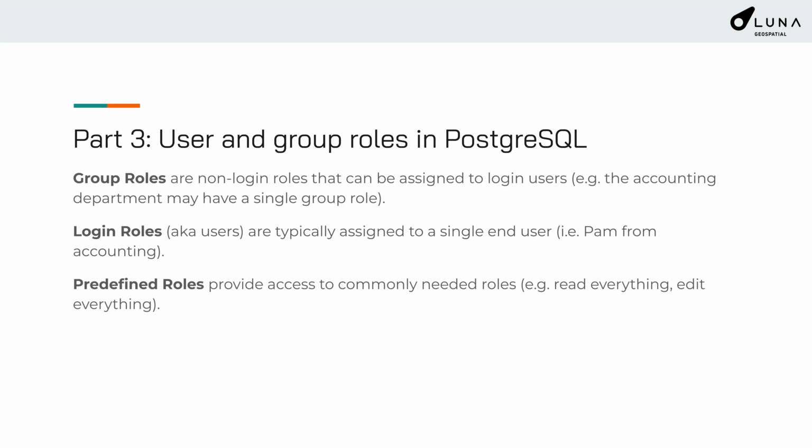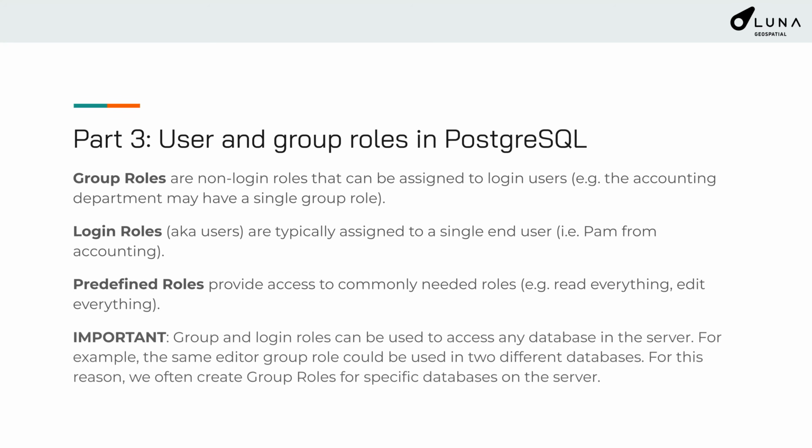There's also predefined roles within Postgres, but these are usually not great to use in an enterprise environment because they simply give too much access to everything within the database, such as the read everything role or the edit everything role. So important, group and login roles can be used to access any database in the server. So you can use the same roles and the same usernames to access a number of different databases. It's kind of handy, especially if you have a number of different projects, you could just have the same user accessing the projects that exist within different databases using the same credentials.